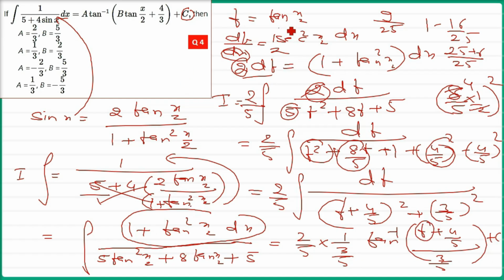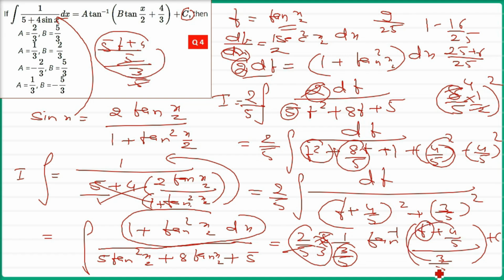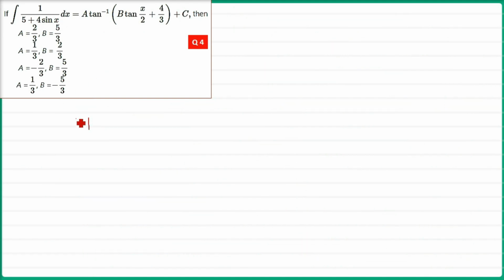Now we are going to replace t by tan x by 2. Let's resolve this. 5 by 3 goes up, 5 gets cancelled, 2 by 3 only remains. Now let's do this one also so that we can write it clearly. t plus 4 by 5 is (5t plus 4) by 5. This is 3 by 5. 5 gets cancelled. (5t plus 4) by 3, which is (5 tan x by 2 plus 4) by 3. So this integration will become like this.